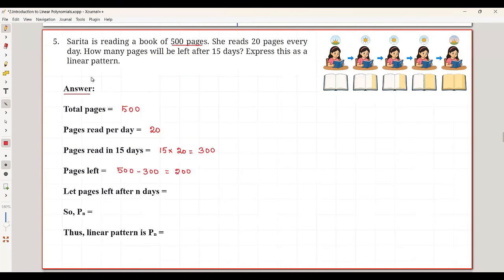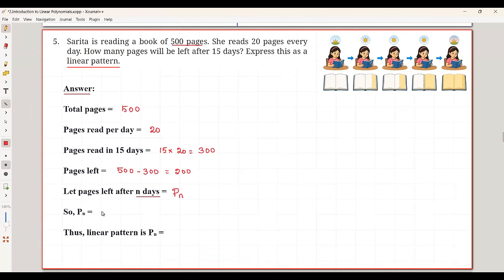Now we have to form the linear pattern. Let the number of days be n. Pages left after n days I am denoting as Pn. Therefore, how are we going to form the linear expression for Pn?